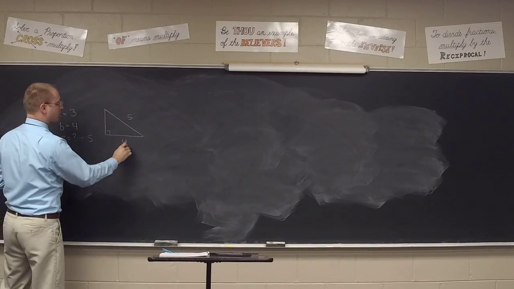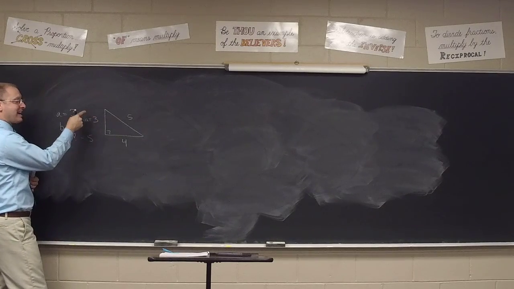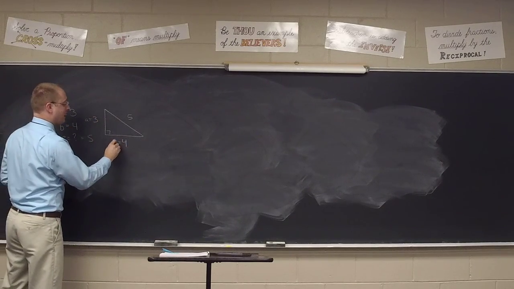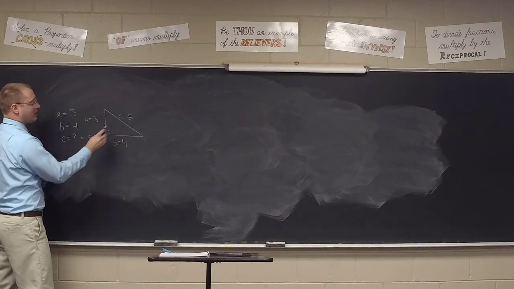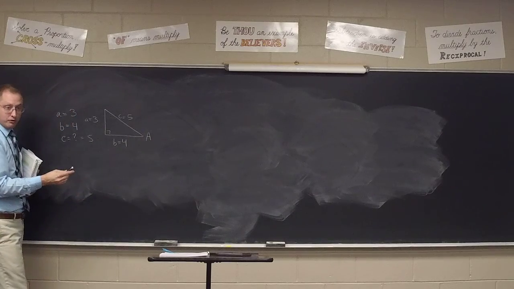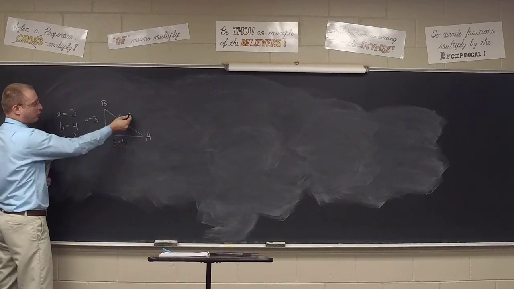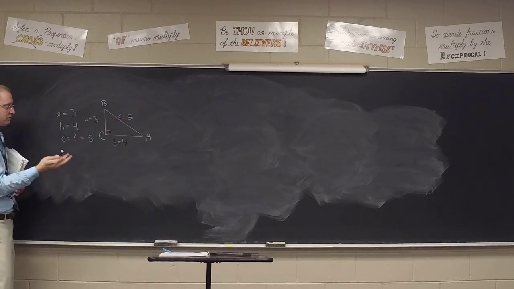All right, so we can draw a triangle and label the hypotenuse as 5. We can label one leg as 4 and the other leg as 3. We need to realize that the 3 is leg A and the 4 is leg B. Therefore, the angle across from the 3 is angle A, or vertex A. Across from side B is angle B, and across from side C is the right angle C.